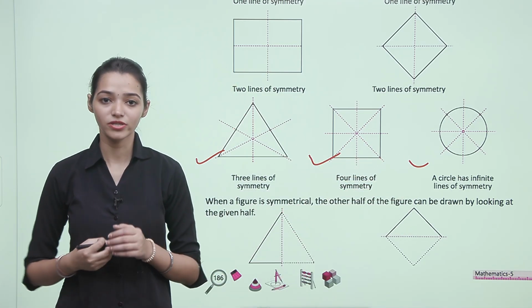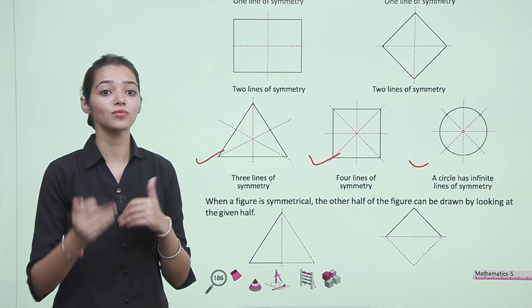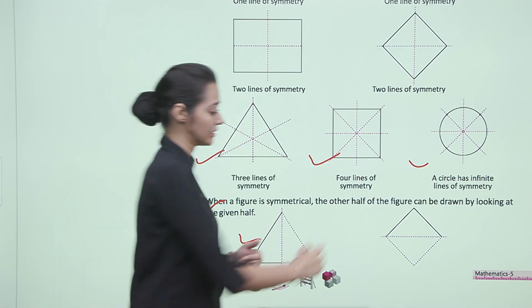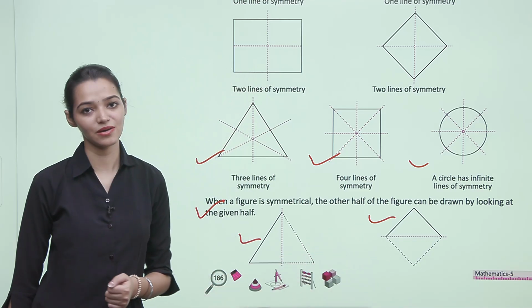Now when a figure is symmetrical, the other half of the figure can be drawn by looking at the given half. Here is the given half and we can draw the figure completely.